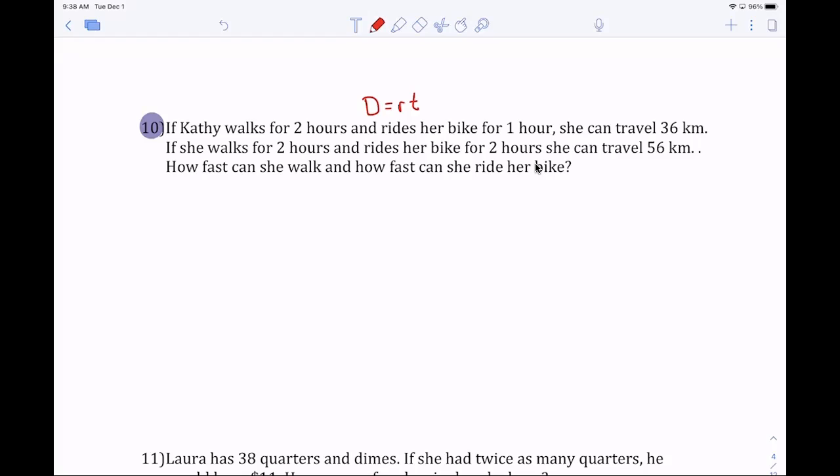So what is she doing? She is walking, so I'll probably use W. And she is biking, so I'll probably use B. Now, W stands for the rate at which she walks. And what does B stand for? The rate at which she bikes. That is correct.